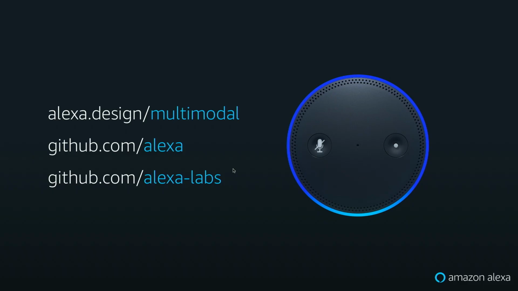So now, when all is said and done, I really encourage you to experiment with APL. It's one of my favorite things about skill building. To get more information, you can go to alexa.design/multimodal. This will be your one-stop shop for building things with APL. If you want to see some examples that we've created with APL, you can go to github.com/Alexa or github.com/Alexa-labs. What lives on -labs is a little bit more experimental, so you'll see a lot of our new features there, but definitely check out both for some awesome code samples.